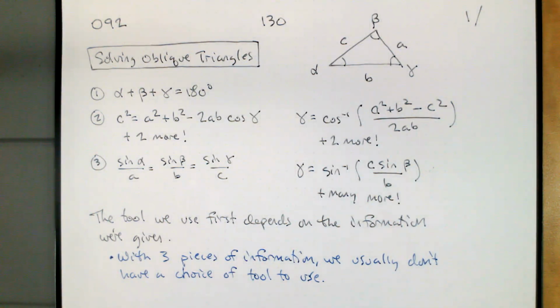Let's take a little time and review solving oblique triangles. Remember, we have three tools for solving oblique triangles. We've got the sum of the angles is 180 degrees. We've got the law of cosines, and we've got the law of sines.